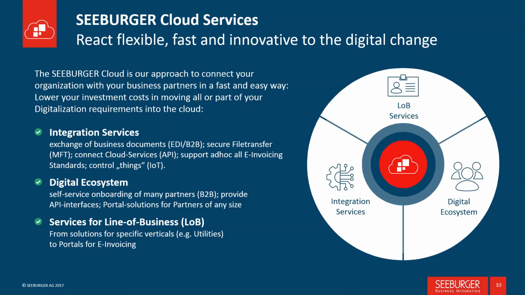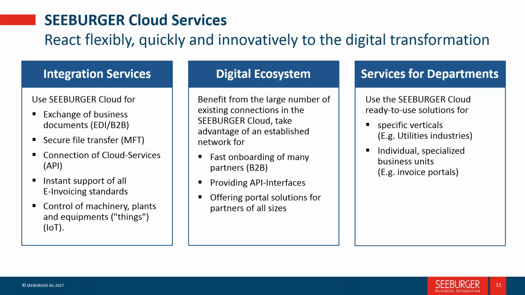And then services for the line of business. These are solutions where you can, without any technical involvement, select and book services like the secure data room, like Outlook attachments that can be sent securely. And that is what we will see today in the live demo again. Here's a quick overview of these typical types of cloud services that we have. We will take a closer look before the live demo, but it's basically separated into integration services, services that refer to the digital ecosystem, and services for the departments.